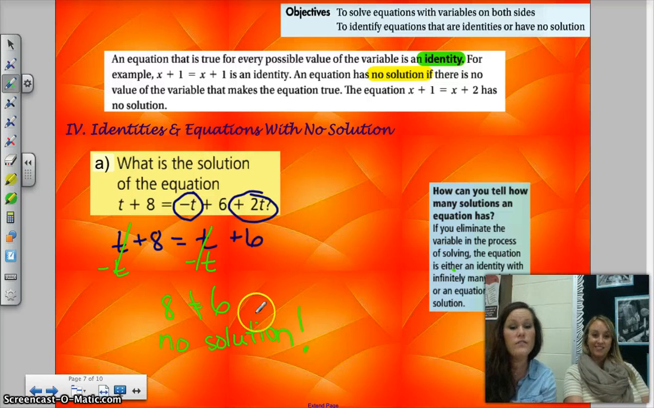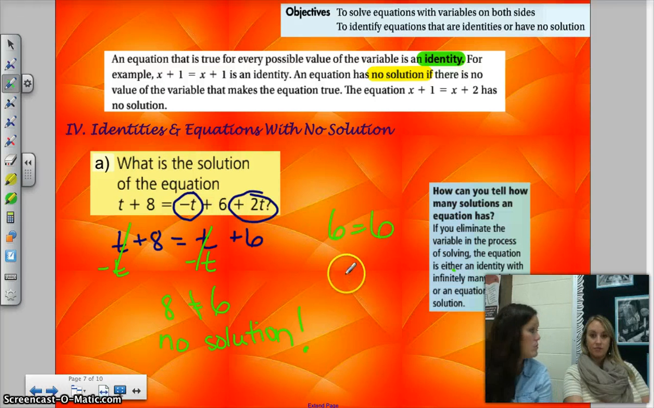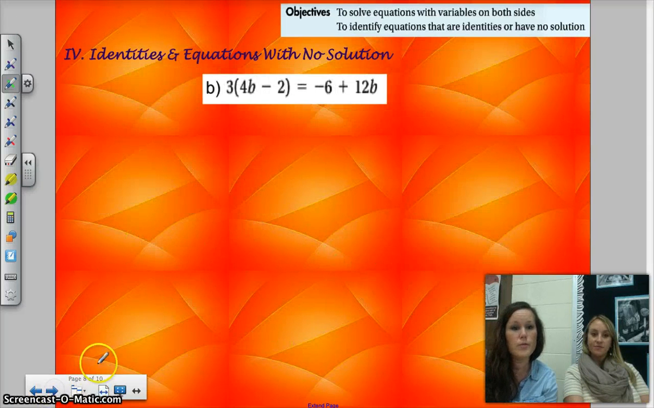Now, if it said 6 equals 6, identity. It's a mirrored image, or infinitely many solutions. So let's look at this one. You have some math to do first. So distribute it first. 12b minus 6 equals -6 plus 12b.